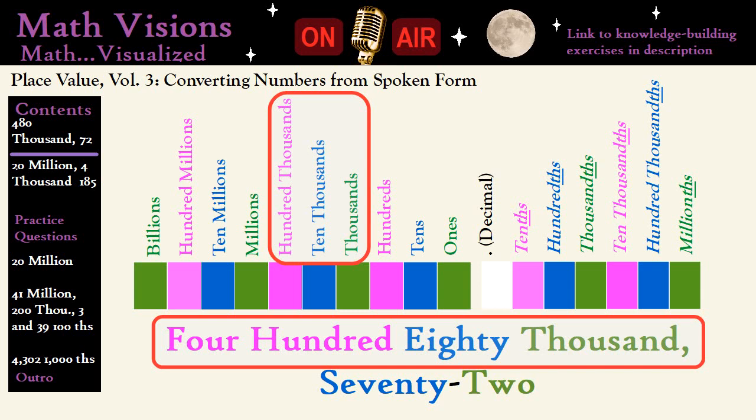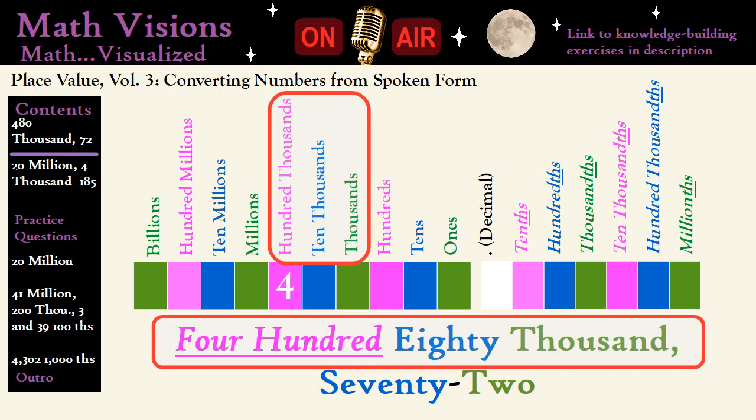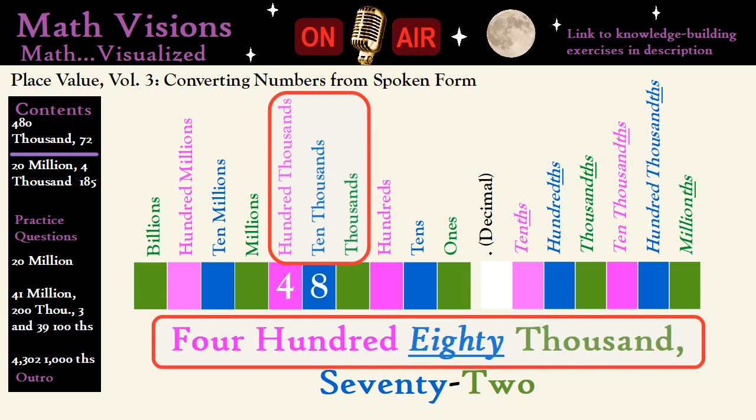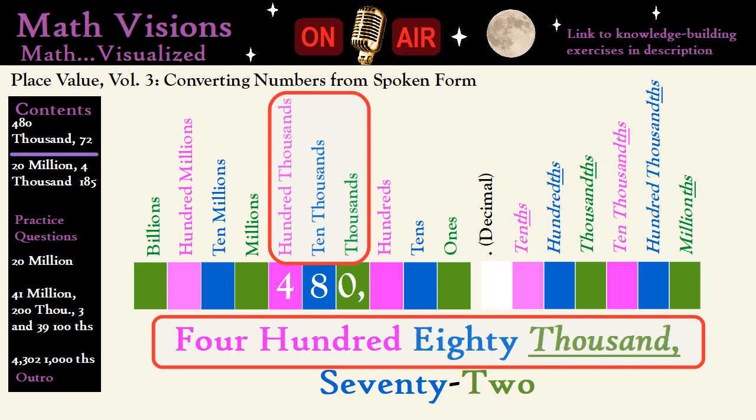We have 400, so 4 goes in the hundred thousands place. Next, we have 80, so 8 goes in the 10,000s place. Since this portion reads as 480,000 without a number between 80 and 1,000, we put a 0 in the thousands place followed by a comma. Basically, this is the same thing as having written 480, comma.